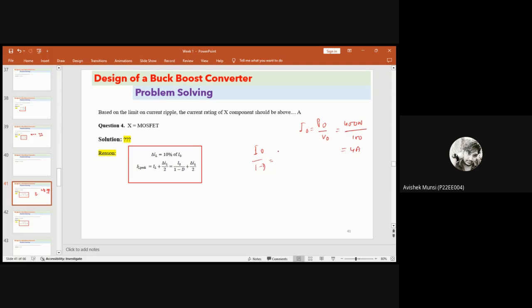Now if we apply the duty, what will be the duty? 100 by 150, that is 2 by 3. So if you apply the duty, 4 times (1 minus 2 by 3), it will be 12 ampere. So 12 plus 10% of I0, that is 0.4. So 12.4 amp will be the answer. 12.2 was given, so 12.2, 12.4 amp.